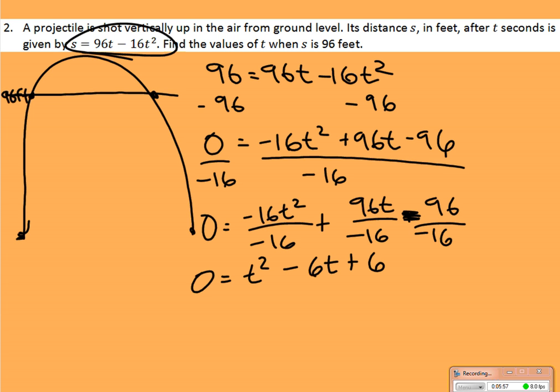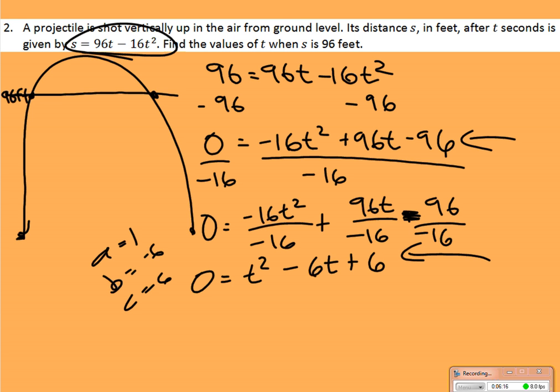Now, be honest. You tell me which looks easier, this one or this one. I think the second one looks a lot easier, so I want to deal with that. I'm going to do the quadratic formula on this, so that's going to be a is 1, b is negative 6, c is 6.